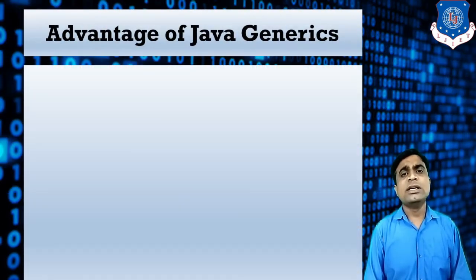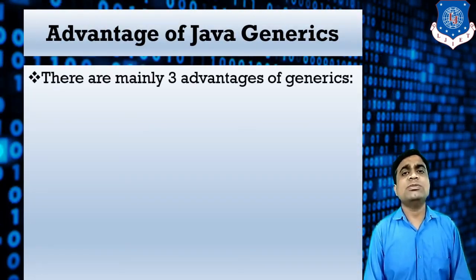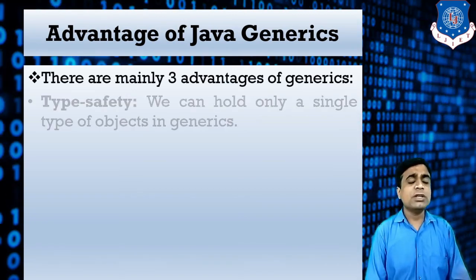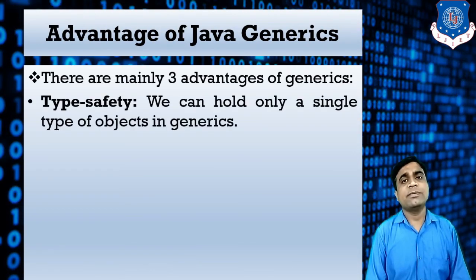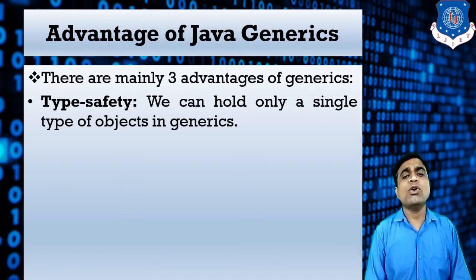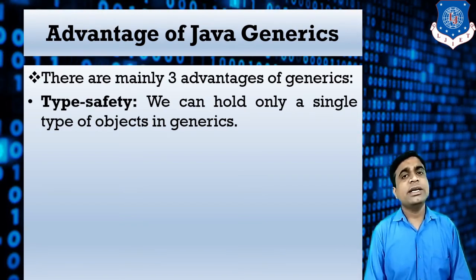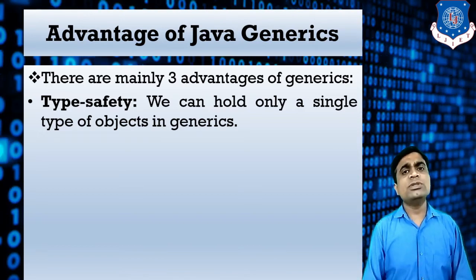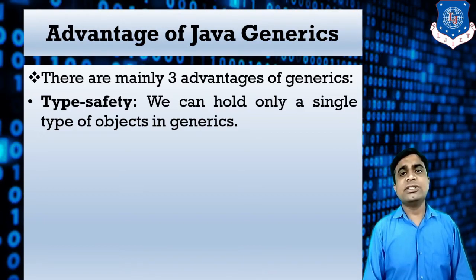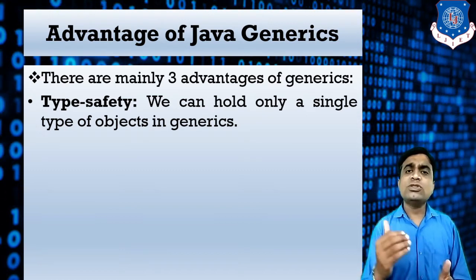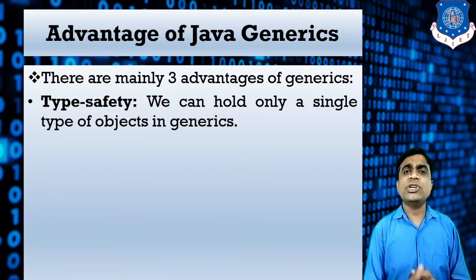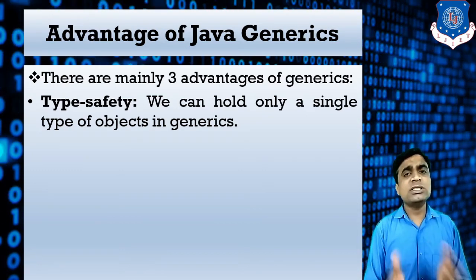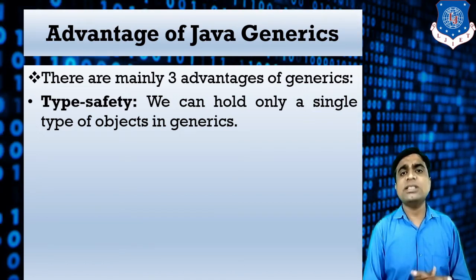So let's discuss the different advantages of Java generics. There are three main advantages. The first one is type safety. That means we can hold only a single type of object in a generic. I have already told you about the array list. In an array list we can store any type of data: a string, a float, or an integer, because this is a dynamic array.